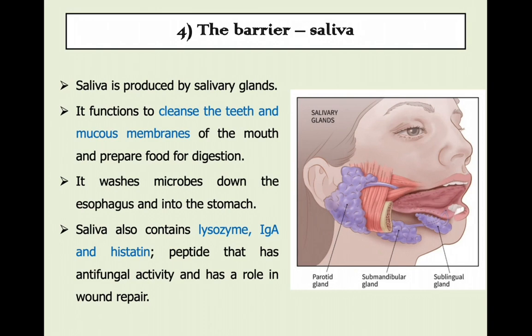And it washes microbes down the esophagus into the stomach. And as in tears, saliva also contains lysozyme, IgA, and histatin. Alright, histatin ni adalah a small peptide that has antifungal activity and has a role in wound repair. Okay, so kalau you luka-luka, right, the small luka, you bolehlah bubuh air liur you, right? I'm not sure. There is no evidence yang kita boleh rawat guna saliva. But then, there is no harm to try. So, kalau dia luka sikit-sikit, you then you gosok lah. InsyaAllah boleh baik kot.